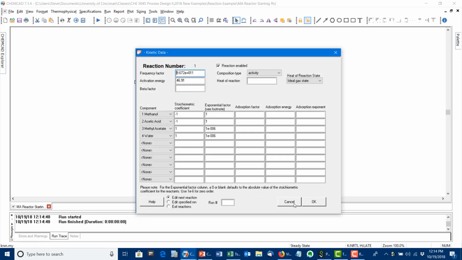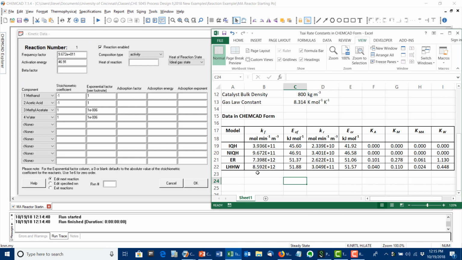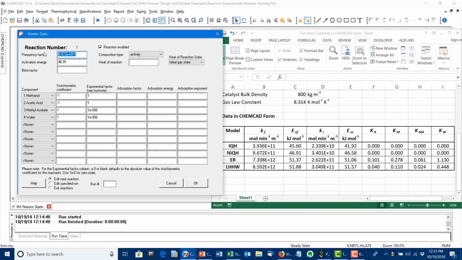Finally, let's implement the Langmuir-Hinshelwood kinetics, the fourth option in that from this paper. So in this case, again, all we need to do is change the data on the individual reaction sheets. The pre-exponential factor is 0.592 times 10 to the 12th. Activation energy now is 51.88. Still activity terms here. None of the stoichiometric coefficients or exponents change, but the adsorption factors do.